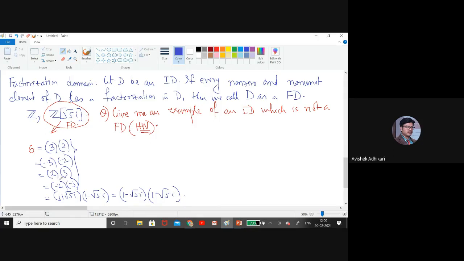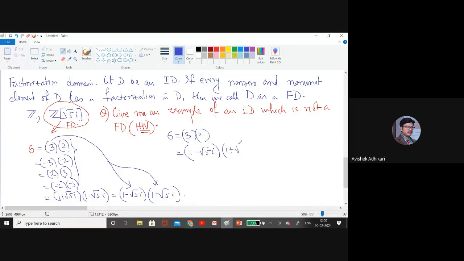Now you can see that all of these have an associate structure: 2, minus 2, or 2, 2. They have some associate structures. But the question is whether 3 is associated with any of them, whether 3 or 2 is associated with any of them. In my last class, I already discussed that they are not associates. It can be proved easily. That means for 6, I will have at least two types of factorizations.